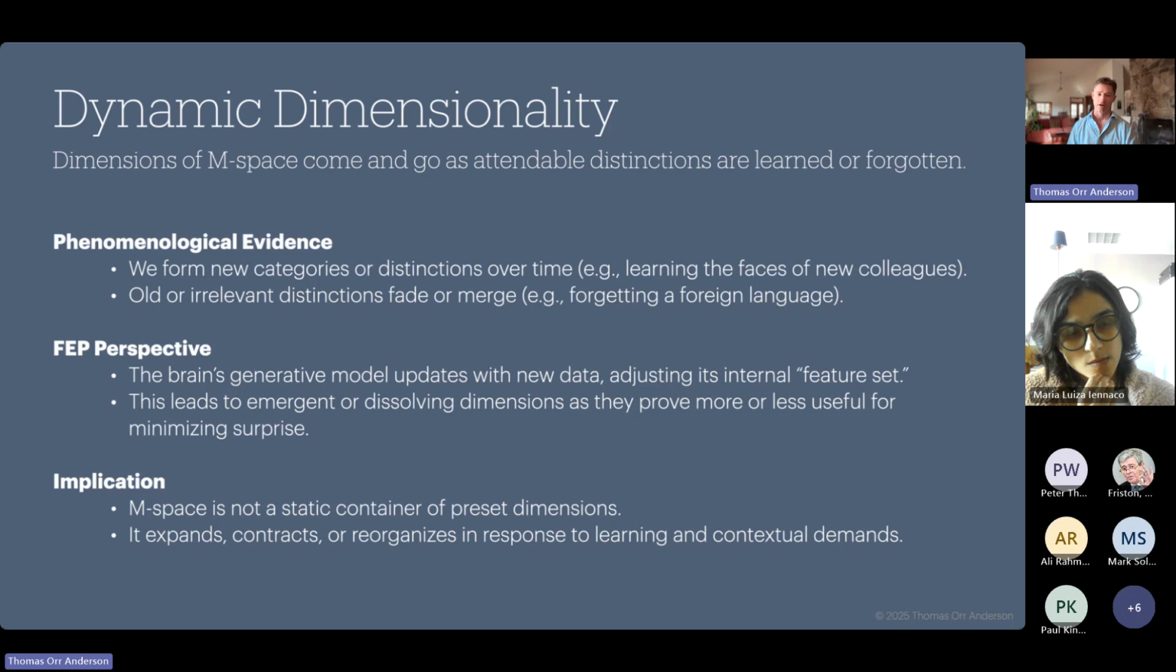So one feature of the dimensions of this M space is that they are dynamic. There's immense phenomenological evidence for that. We form new categories and distinctions over time. We learn new faces, and older irrelevant ones fade or merge. From an FEP perspective, and anything I say about an FEP perspective or the free energy principle, please consider it all provisional and very admittedly coming from a naive perspective. I'm here to propose these things to get your feedback. That the brain's generative model updates with new data, adjusting its internal feature set, leading to emerging or dissolving dimensions as they prove more or less useful for minimizing surprise. In short, M space, the space is itself dynamic. It's not a predetermined space, but it's always changing.